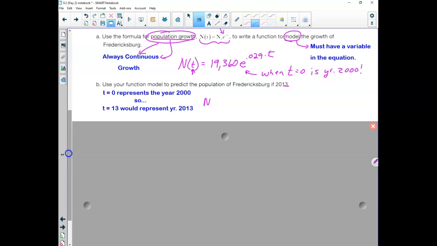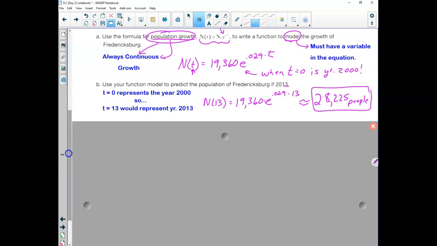So we want to find N of 13, and we're going to find that by saying 19,360 times e to the 0.029 times 13. And this is going to spew out, and we are going to round to the nearest person. I'm going to say 28,225 people.